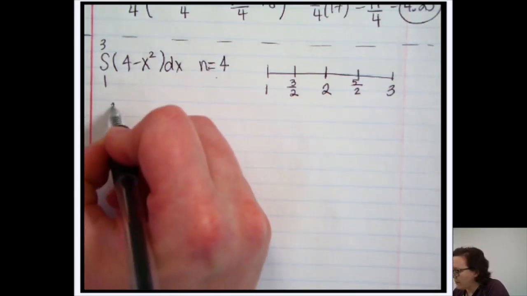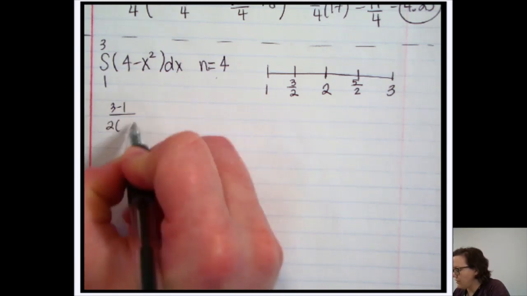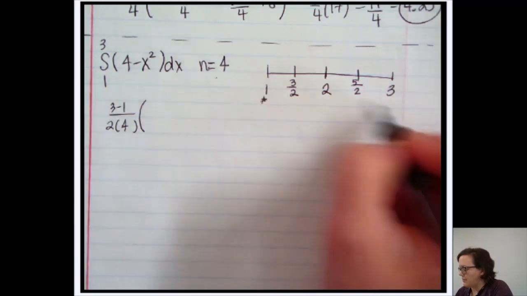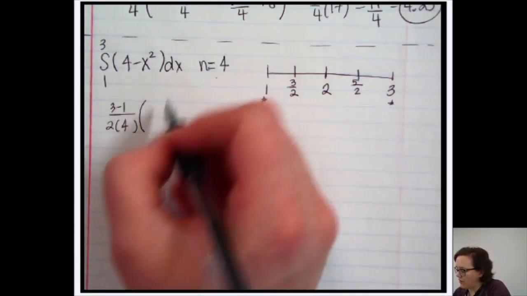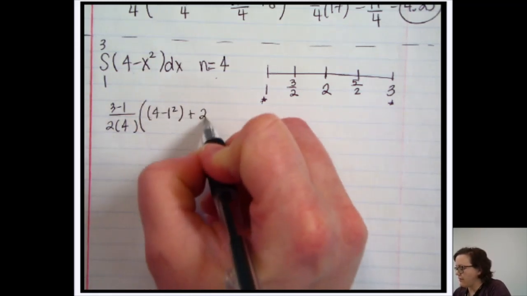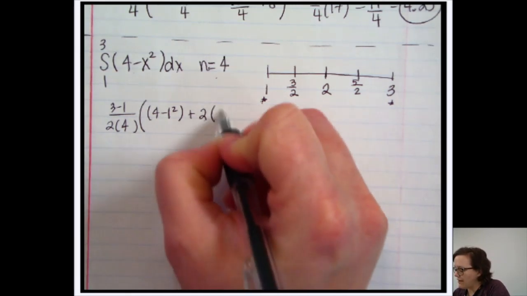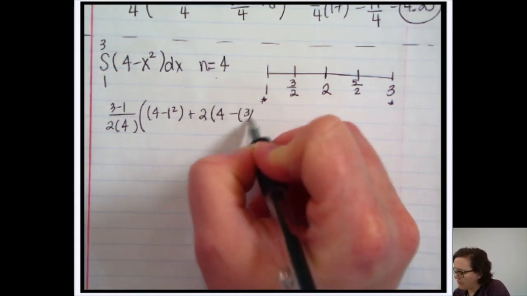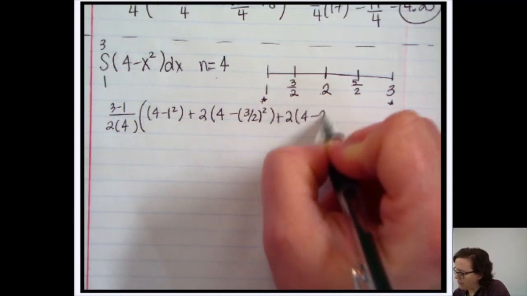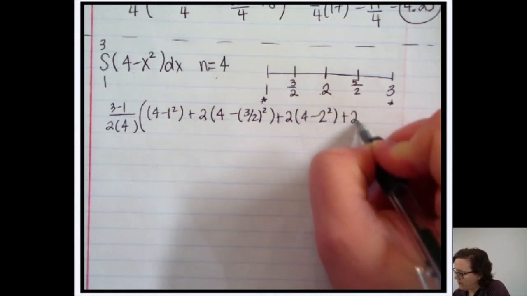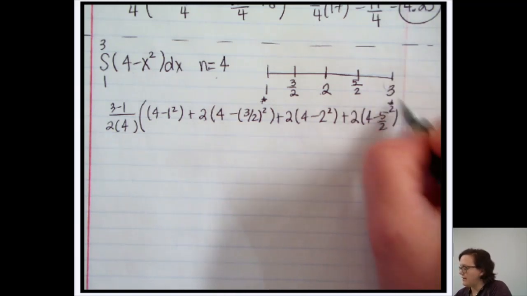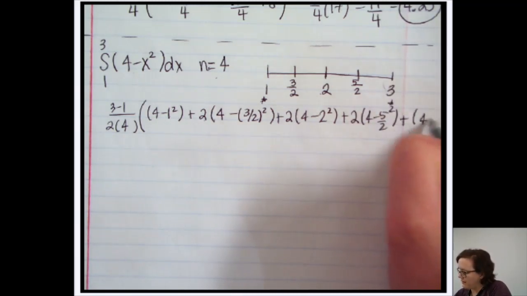B minus A, so 3 minus 1 over 2, and then our n is 4. And remember, we start off with one of these, so we have 4 minus 1 squared. But all the others except the last one have a 2 in front. So 2 times 4 minus our next one, which is 3 halves squared, plus 2 times 4 minus 2 squared, plus 2 times 4 minus 5 halves squared. But now we're only at the end, so we only need one of those, 4 minus 3 squared.